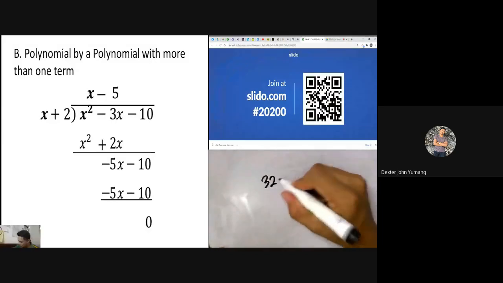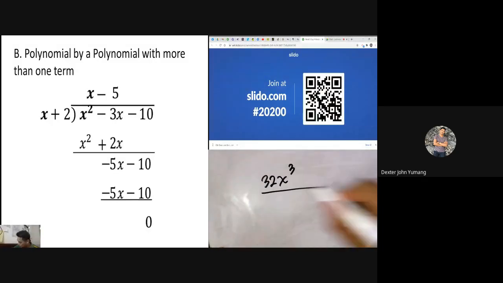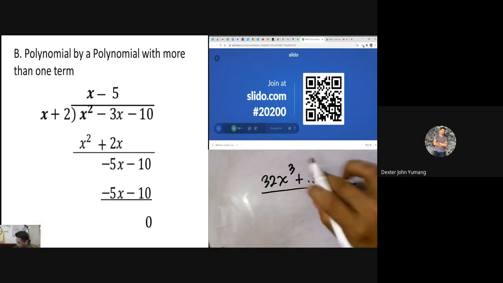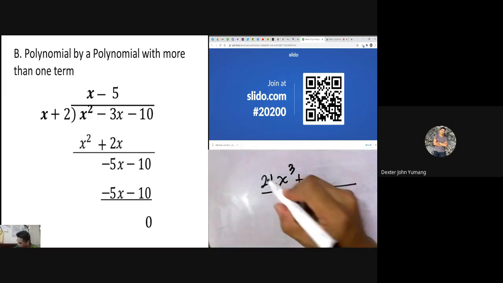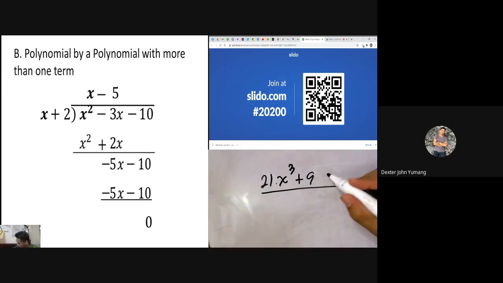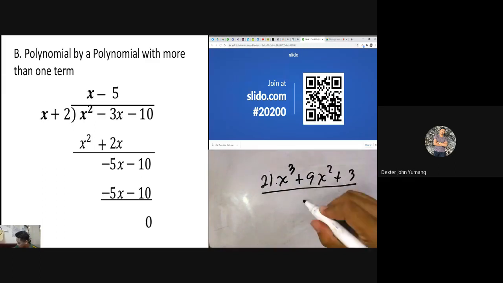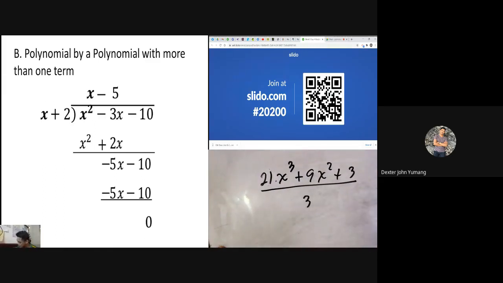For example, 32x cubed plus 18. I will just change it so it is not the same. So we have 21x cubed plus 9x squared plus 3, divided by 3. How do we divide that? Like this: 21 divided by 3, that is 7. Then x has no partner here, only x cubed, so just copy x cubed. Next, 9 divided by 3, that is 3. There is no partner for x squared below, so just write x squared. Next, 3 divided by 3, that is 1. That is how you answer it.